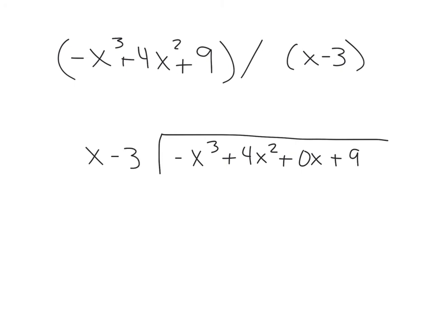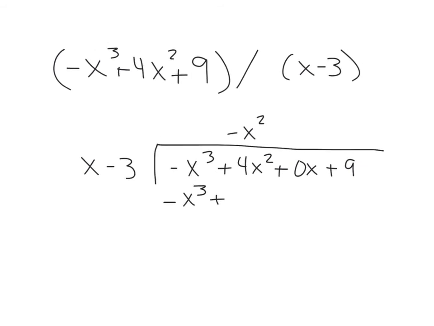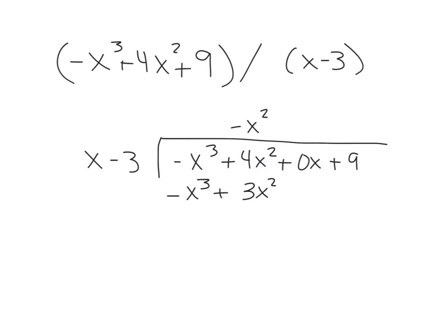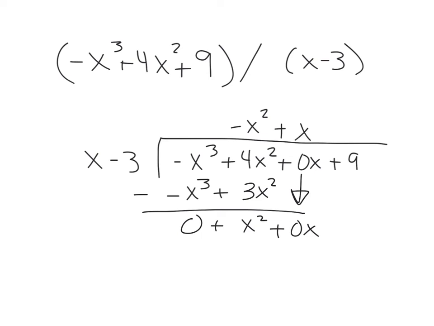Now, we want x to be negative x cubed, so that would require a negative x squared. And then I would go ahead and distribute that in, so that's negative x cubed plus a 3x squared. Subtract. That's going to give you 0. And then, of course, that's going to give us a plus x squared after we distribute the negative. Then we bring down the 0x. Well, now I want x to be like x squared, so I'm going to give it an x. And that's going to give me an x squared minus 3x. That's then going to give me 0, then plus 3x.